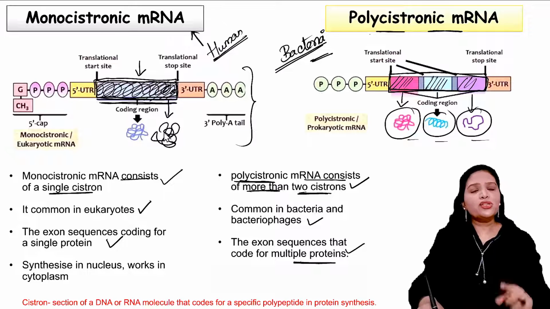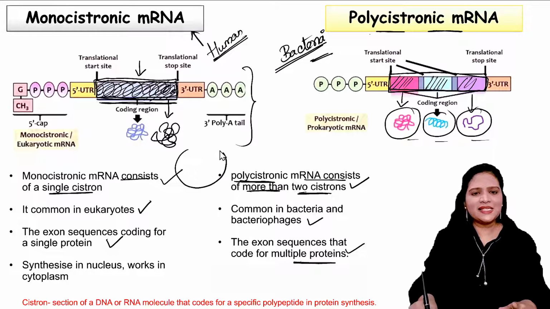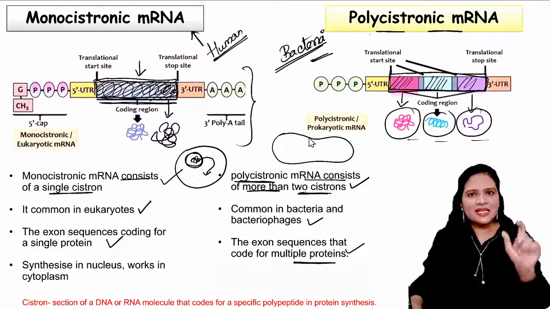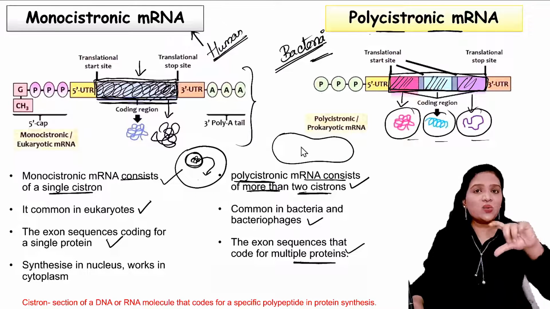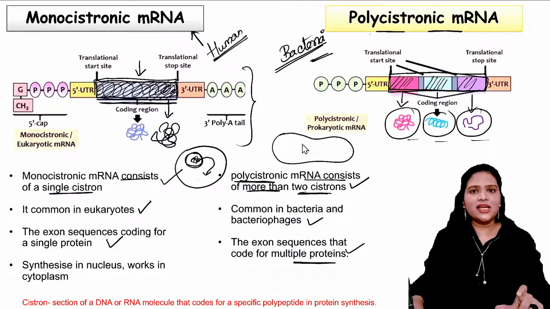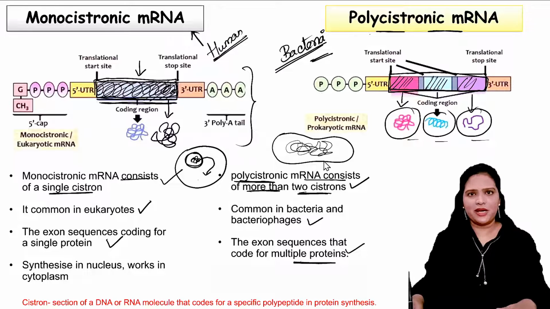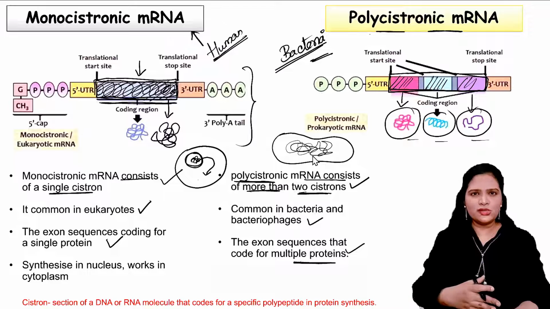In the monocistronic mRNA, the cell size is big. So there will be a separate place called the nucleus. Inside the nucleus, the mRNA will be produced and will come and act in the cytoplasm. Whereas in case of bacteria, the cell size is small. It is a single cell, so there is no separate nucleus, right? So production and action, everything occurs at the same site in case of polycistronic mRNA. Understood? So this is the difference between monocistronic mRNA and polycistronic mRNA.